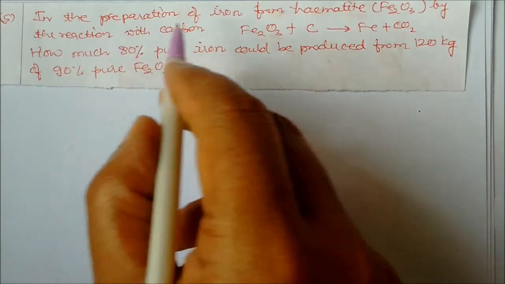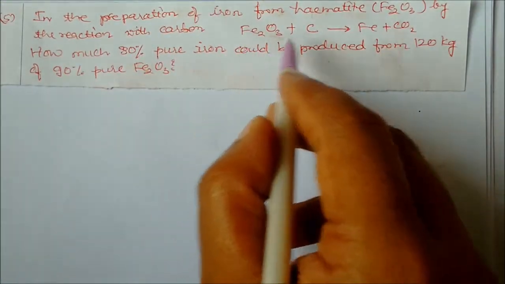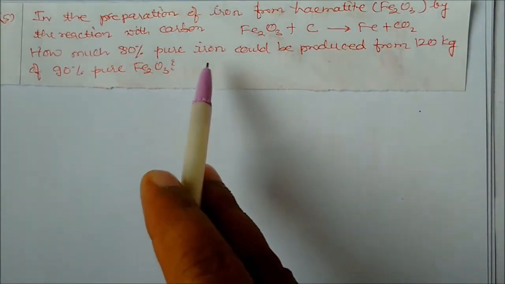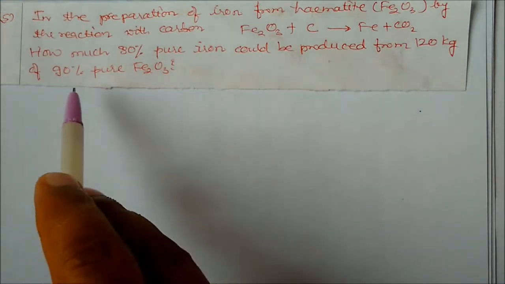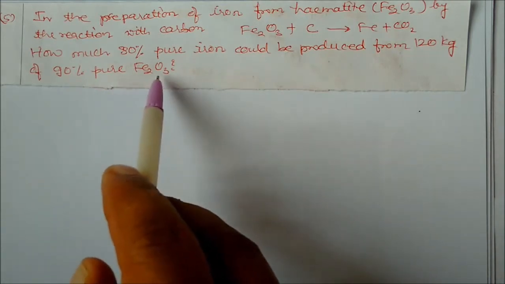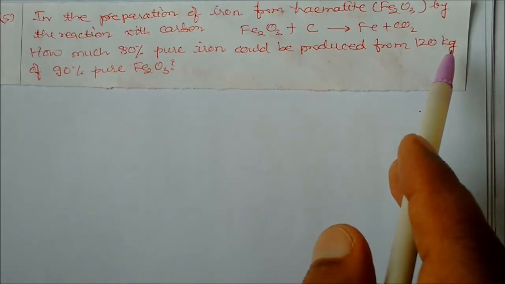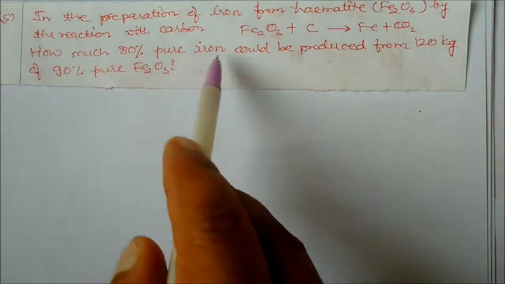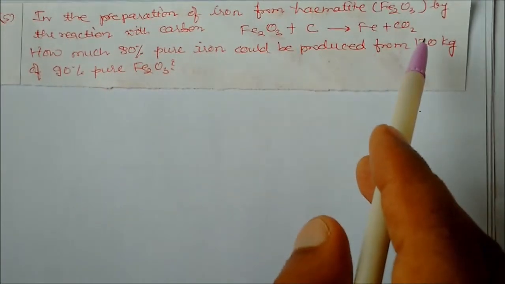So now we see the preparation of iron from hematite Fe2O3 by the reaction with carbon. So this is the reaction given. Now they are asking how much 80% pure iron could be produced from 120 kilogram of 90% pure Fe2O3. So it is given 90% pure Fe2O3, if you are taking 120 kilogram. And then you have to produce 80% pure iron. So for this much production, how much do we have to take? This is the substance given.